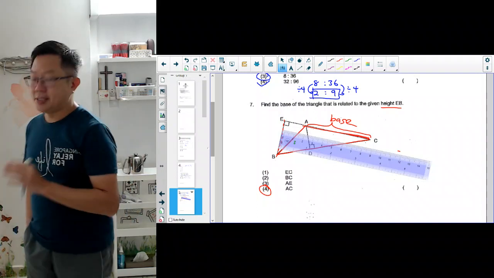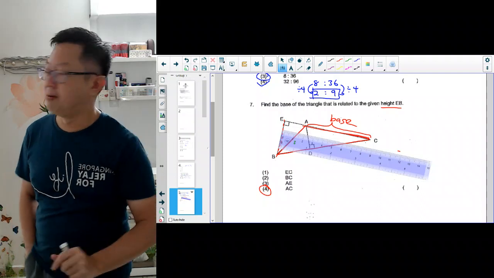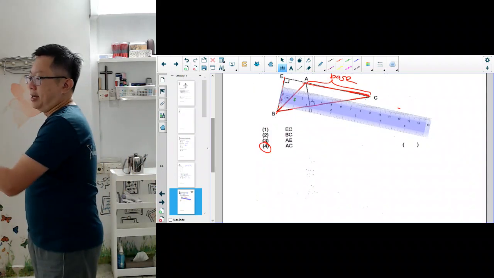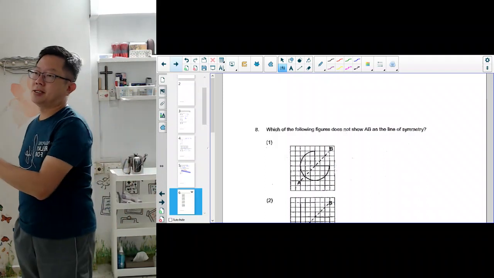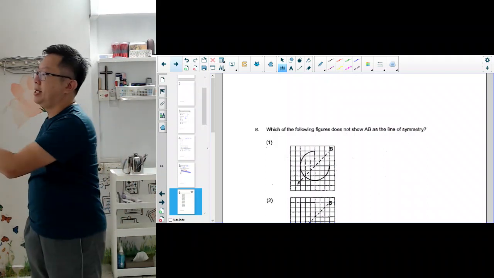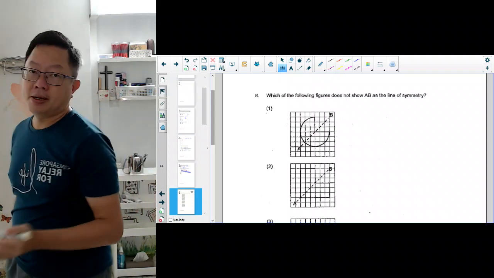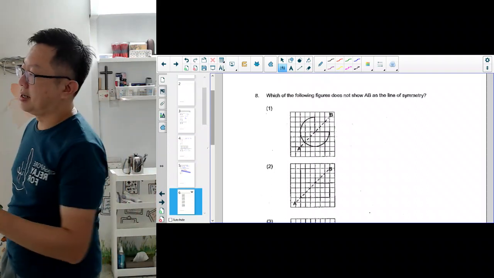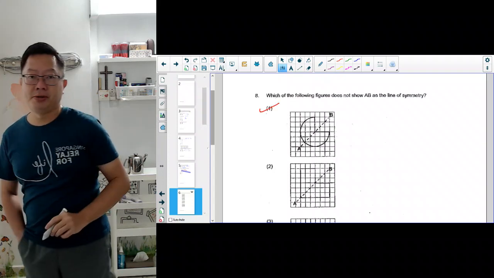Okay, so the lesson here is to learn how to use a ruler to find the base or the height of a triangle. Okay, let's go to the next one. Question number 8. Which one of the figures does not show AB as a line of symmetry? Alright, now for question 1, the line AB cuts the picture into half, so there's a line of symmetry.